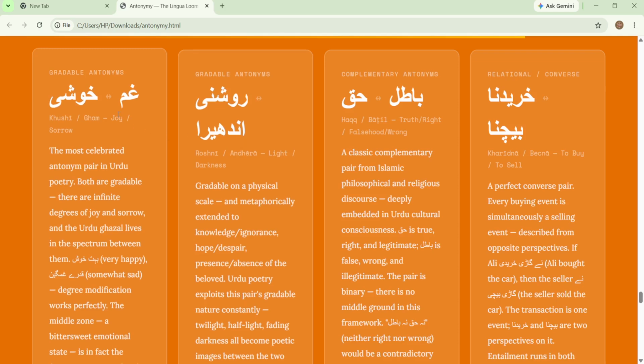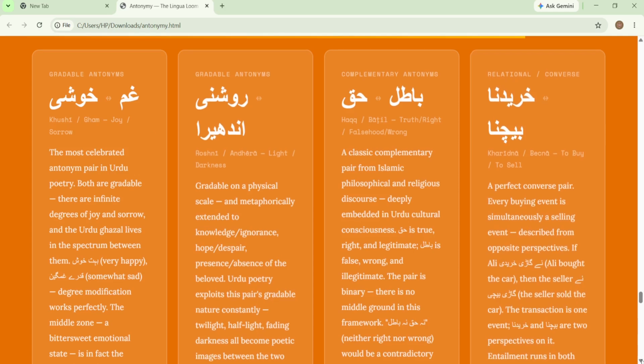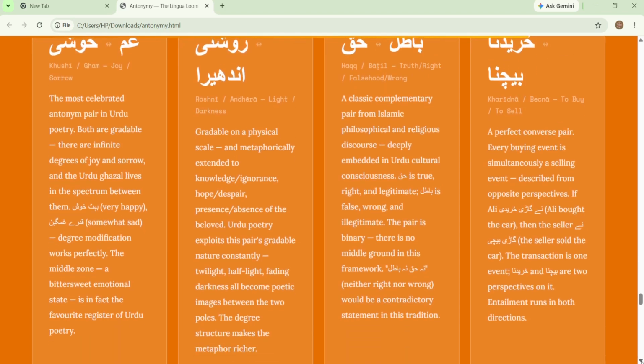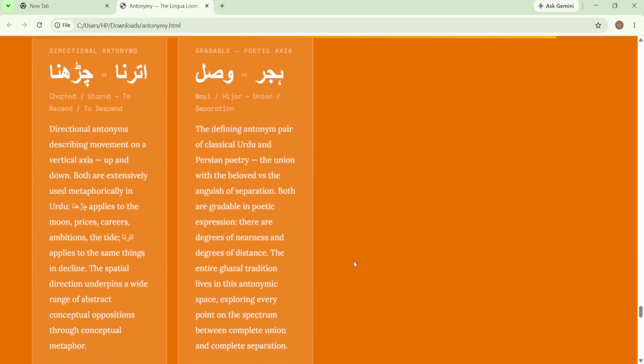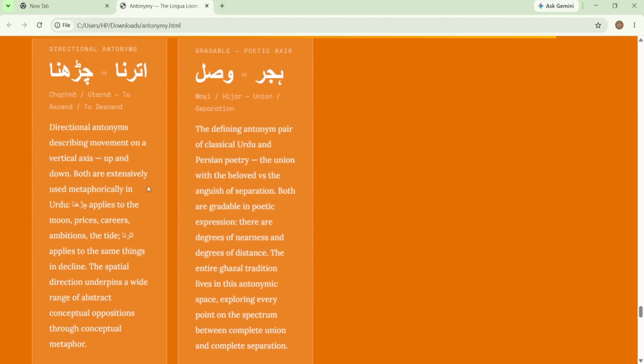These kinds of grades. Then gham, khushi: these are gradable antonyms. You can be very happy to slightly happy. Gham is sorrow and khushi is joy, and with gham you can be slightly unhappy, somewhat unhappy, this kind of situation. Then other examples are utarna, charhna. Utarna is to descend and charhna is to ascend. Directional antonyms.